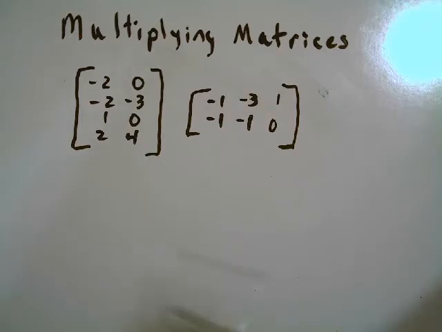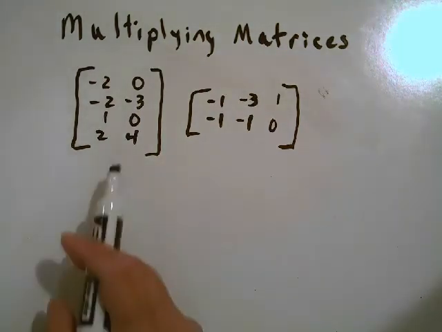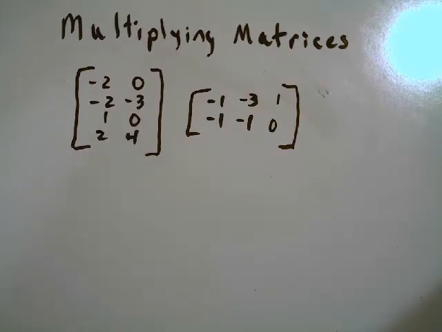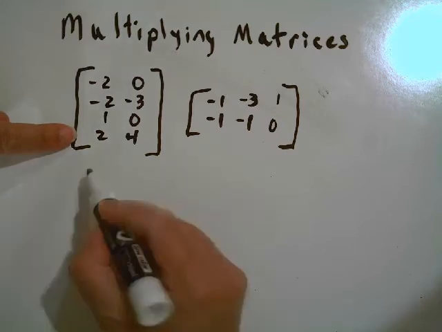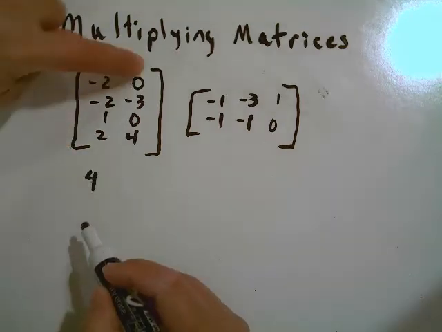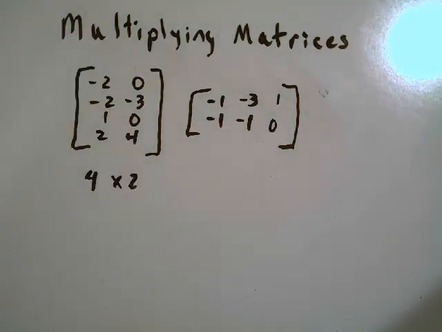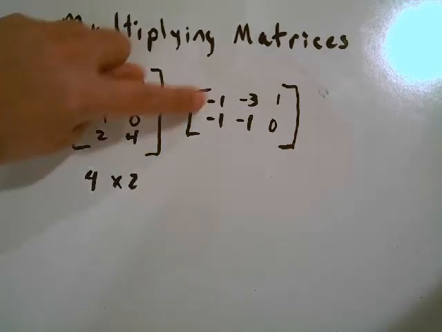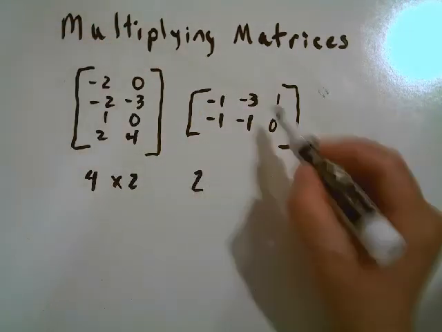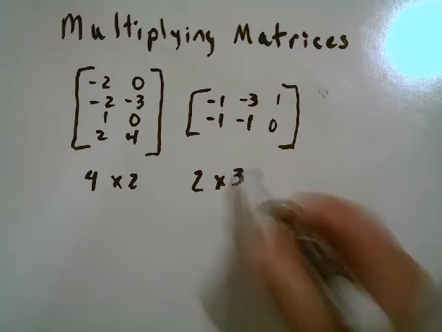First of all, not every matrix can be multiplied, just like with addition and subtraction. With addition and subtraction, they have to be the exact same size, but that's not the case with multiplication. So with multiplication, we're going to look at each matrix and determine its dimensions. This one has 4 rows and 2 columns. This one has 2 rows and 3 columns.